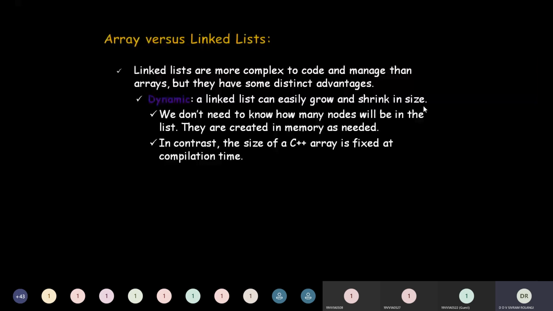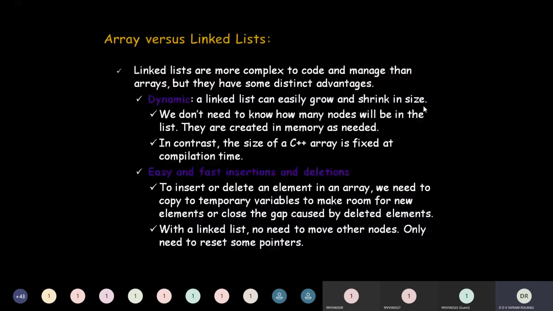Insertions and deletions are very fast in a linked list when compared to an array. To insert or delete an element in an array, we need to copy elements to temporary variables to make room for new elements or close the gap caused by deleted elements. With a linked list, there is no need to move other nodes, only some pointers need to be reset. Some pointer manipulation is required, and if you can do that, that's enough. You can easily insert new nodes or delete elements.